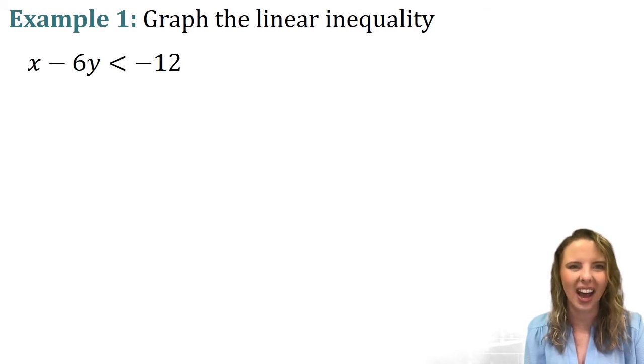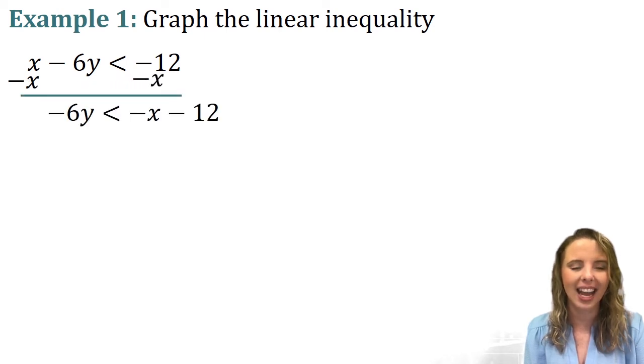x minus 6y is less than negative 12. So first, we need to get this function into slope-intercept form. We need to subtract x from both sides. Negative 6y is now less than negative x minus 12. To get y by itself, we need to divide the entire function by negative 6.